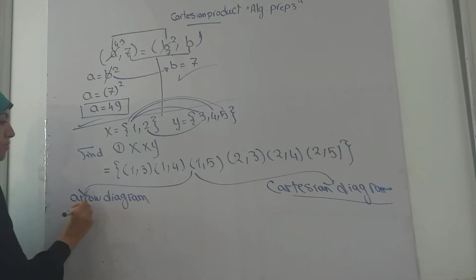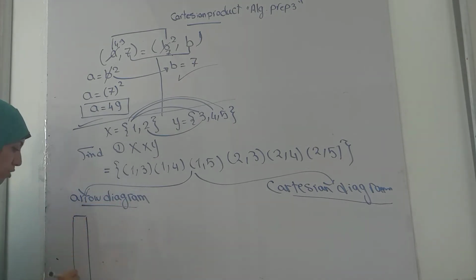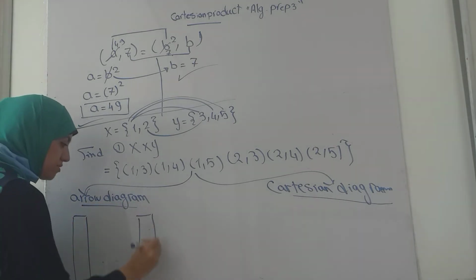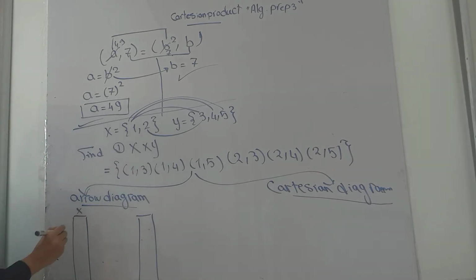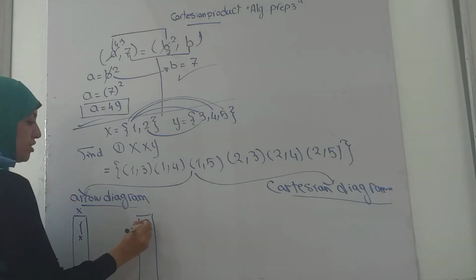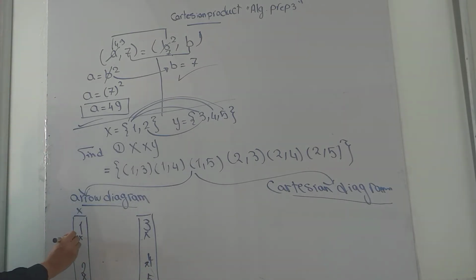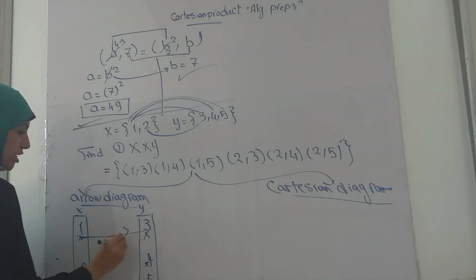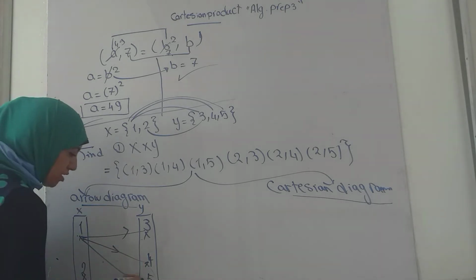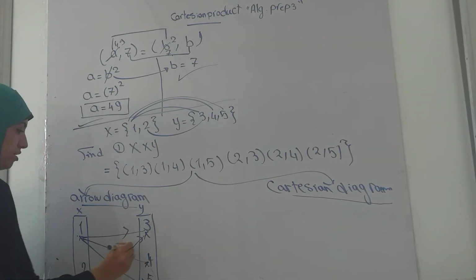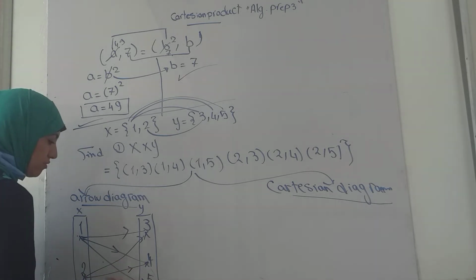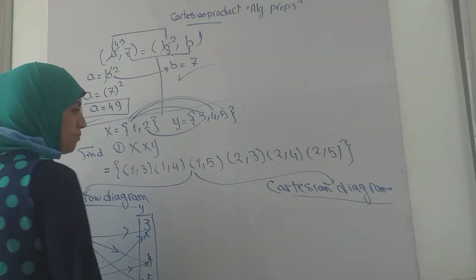The arrow diagram is between the x elements and the y elements. What are the elements of x? The elements of x are 1 and 2. The elements of y are 3, 4 and 5. Each element in x goes to each element in y. So 1 goes to 3, 4 and 5, and 2 goes to 3, 4 and 5. What about the Cartesian diagram?